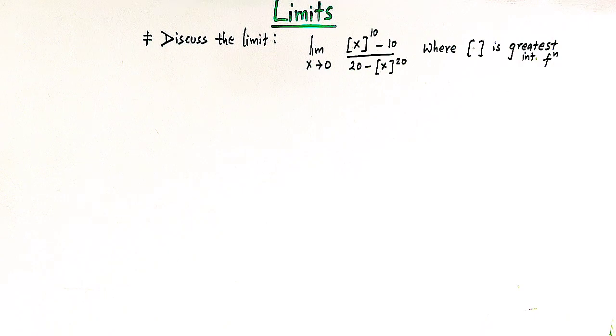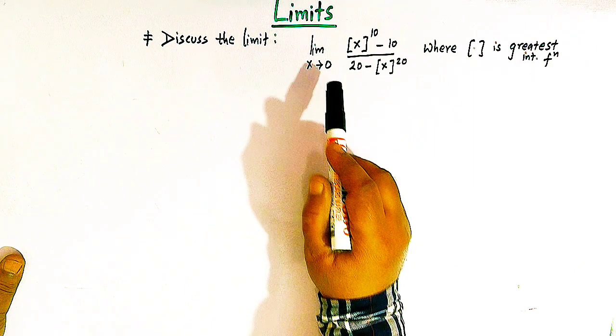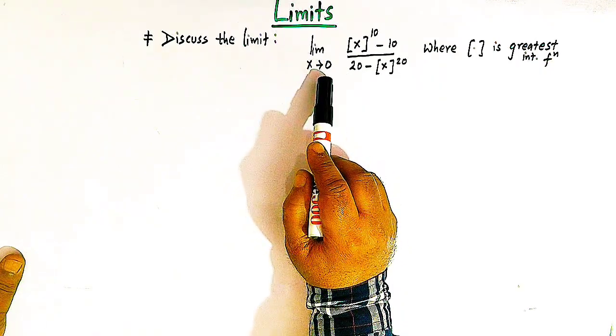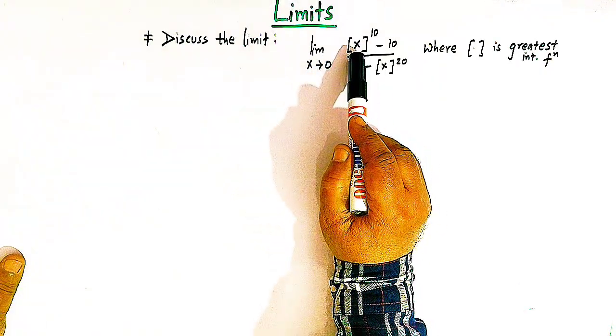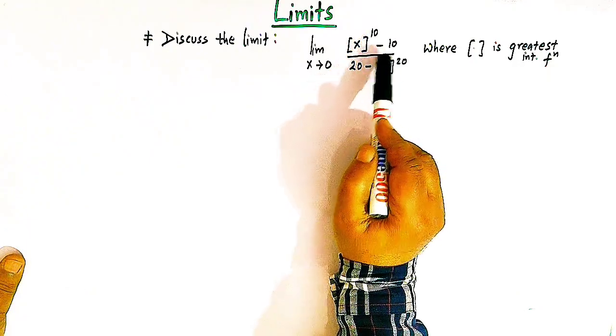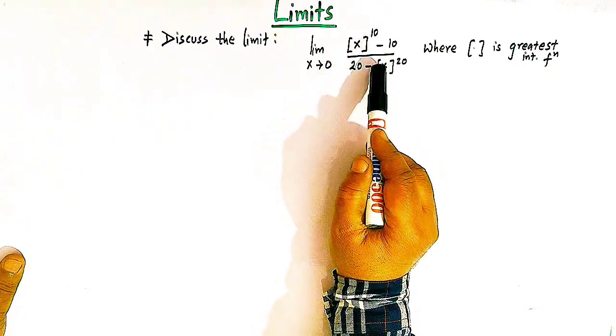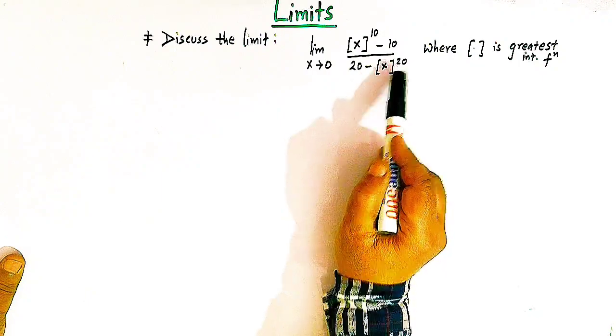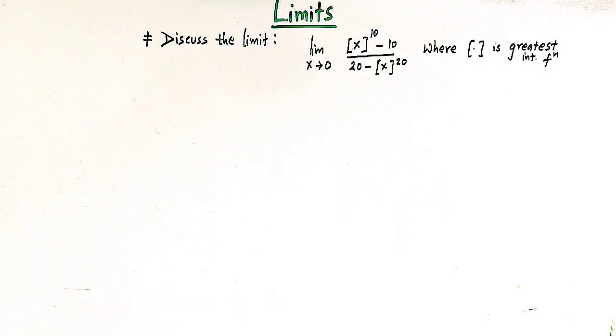Hello viewers, in today's session we are going to discuss a very important and conceptual problem from limits, and here we have to discuss this limit, that is limit x tends to 0 of greatest integer of x raised to 10 minus 10 divided by 20 minus greatest integer of x raised to 20. So here we have a very interesting problem, right? So what we will do here, we'll see whether the limit exists or not.